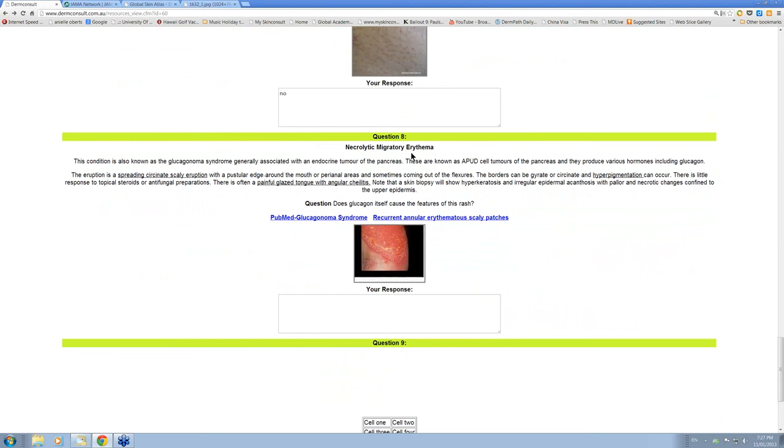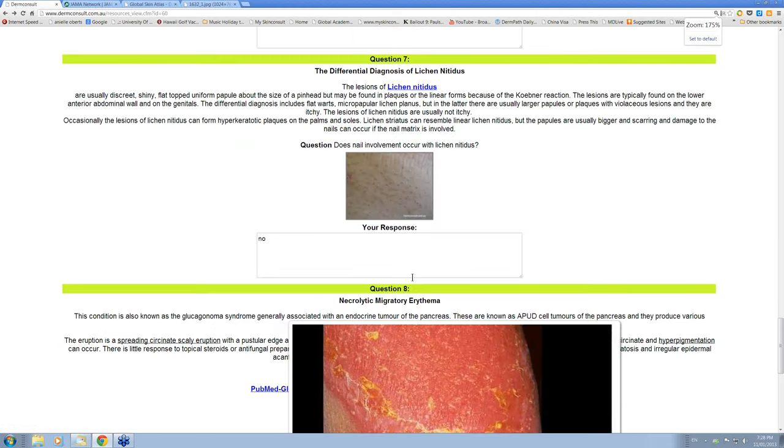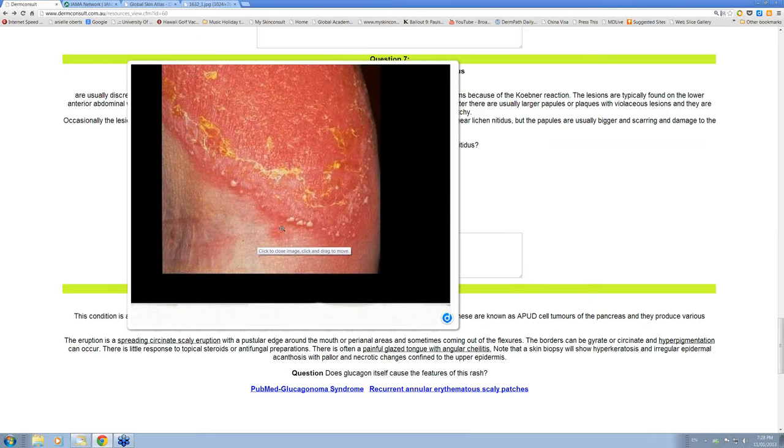Necrolytic migratory erythema. This is quite an important condition because it can signify that the patient has an underlying glucagonoma. The glucagonoma is a tumor of the pancreas. It's part of the APUD cell tumors, which all produce various hormones, including glucagon. What you get is a spreading, scaly rash that often has little pustules at the edge of it. In my experience, they usually come out from the groin, and sometimes you see them periorally as well. In that situation, they can look like acrodermatitis enteropathica, zinc deficiency.